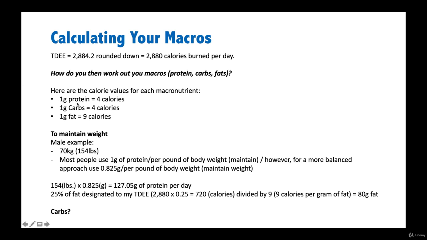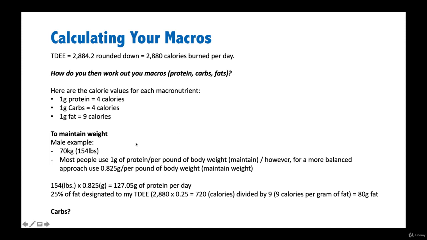So we've got to keep this in mind here. This is always good to have in sight so we understand the concept of protein, carbs and fats, because this is important. So these are the calorie values of each macronutrient. So for every gram of protein there's 4 calories, for 1 gram of carbs there's 4 calories, and 1 gram of fat there's 9 calories. In this example, I'm going to show you guys how this guy should maintain weight.